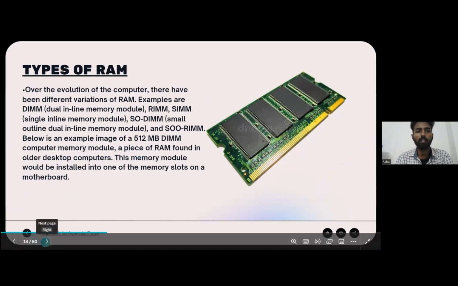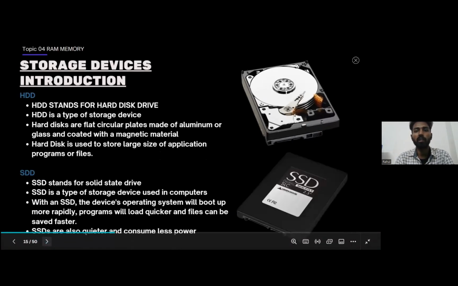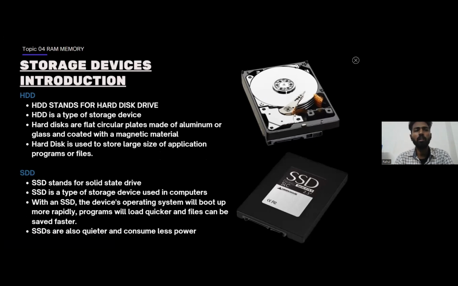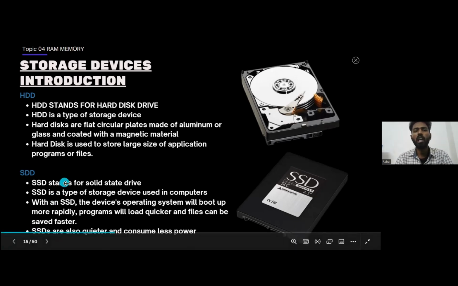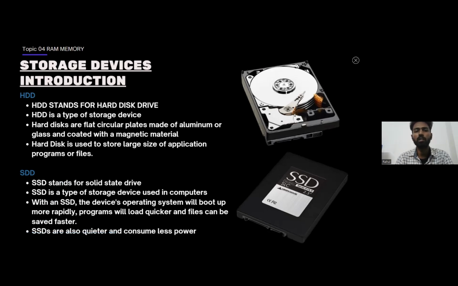Let me move to the next slide where we are going to see storage devices. There are mainly two major types of storage devices used today. One is HDD and one is SSD. Let me come to the HDD. HDD stands for hard disk drive. It is a type of storage device generally used in old PCs, as SSDs have now taken the place of HDDs.